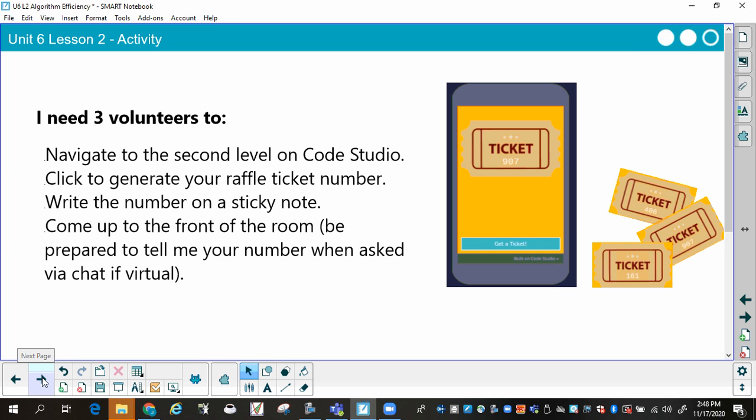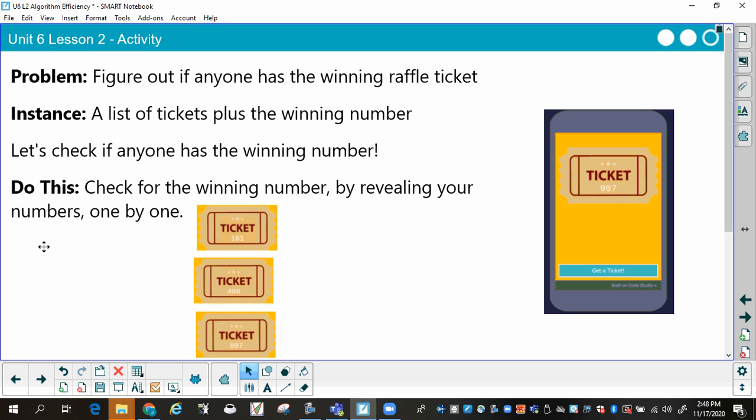Okay? Now, the problem is, figure out if anyone has the winning raffle ticket. Instance, a list of tickets plus the winning number. Let's check to see if anyone has the winning number. Now, obviously, I can't do that. If you've got the winning number, you've got a ticket, you generated a number, or pick a number. Let's see. Did you have the winning ticket? 816? Great. If you did, that's great. If you didn't, it's okay. We still had to check once, right?